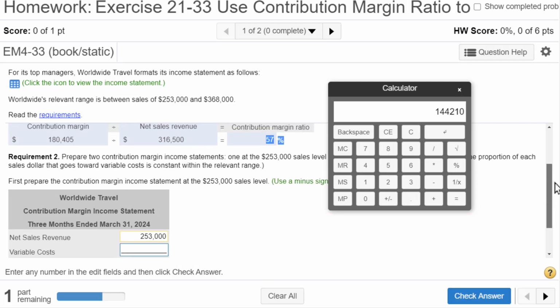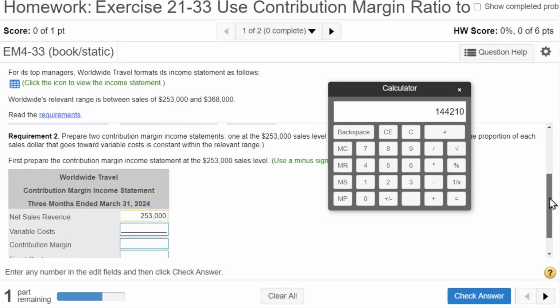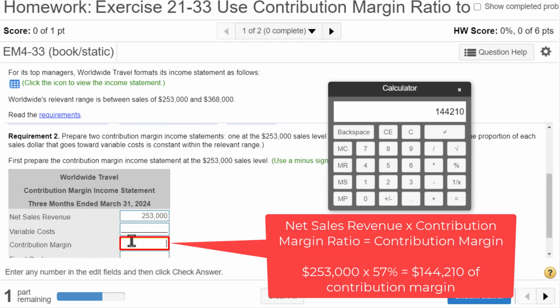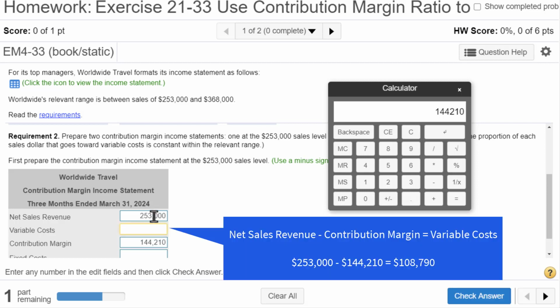Now that's contribution margin, right? So I need to take this 144,210 and skip a line, put it down to the contribution margin. All right, so now we have to back into, well, how much were our variable costs? Well, we're going to take 253,000 minus 144,210.